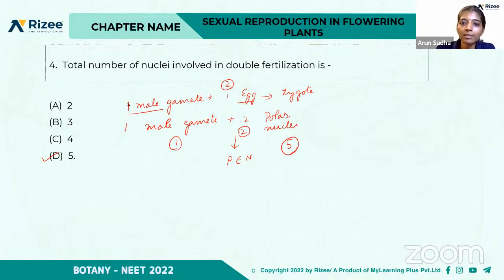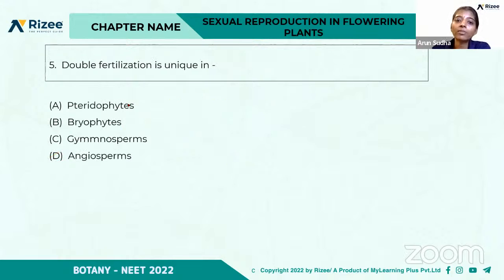Yes, next question is: double fertilization is unique in pteridophytes, bryophytes, gymnosperms, and angiosperms.